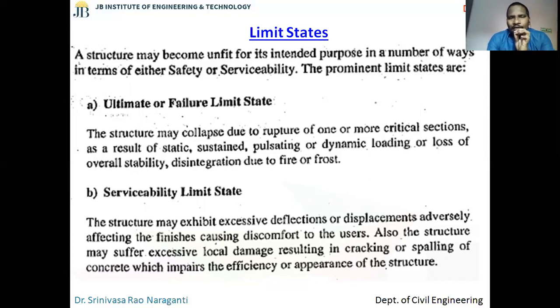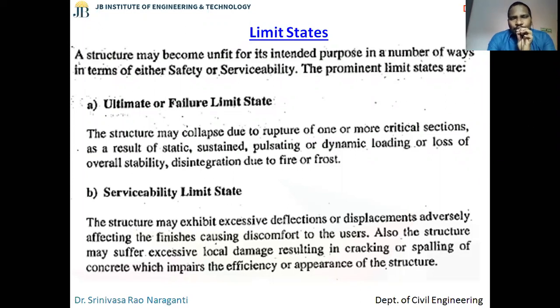Maybe live in the building. It will not completely fall down, it will still be there, but people don't feel safe to stay there because it has excessive deflections. So when the structure is not doing its part, when it's not safe for the purpose it was designed for, then we call it a limit state.